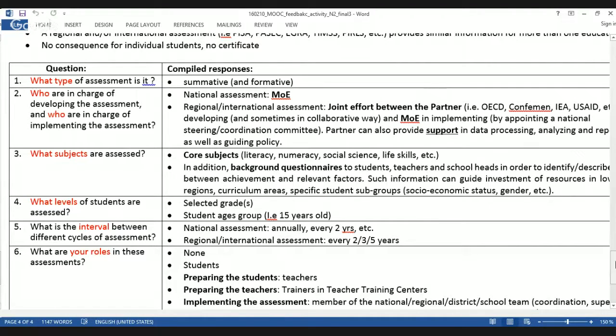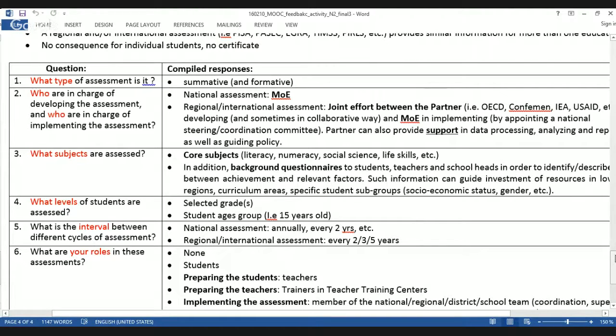What level of students are assessed? They used to be selected grades, for example early grades, or it can be later grades. In addition, some assessments focus on student age groups, for example 15 years old. The interval of those assessments depends on the level. Some national assessments are conducted every year or every 2 years. Regional and international assessments used to be done every 2, 3, or 5 years, not annually.